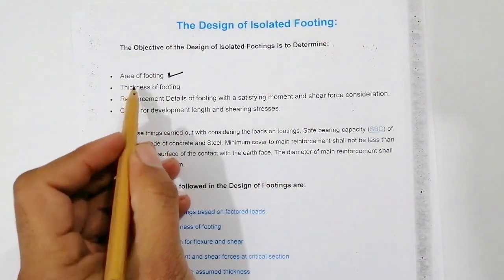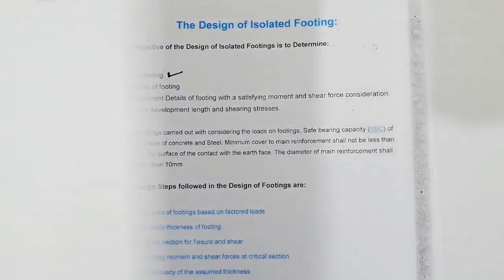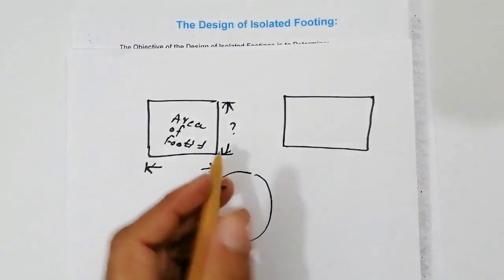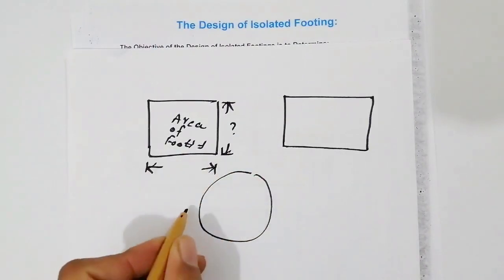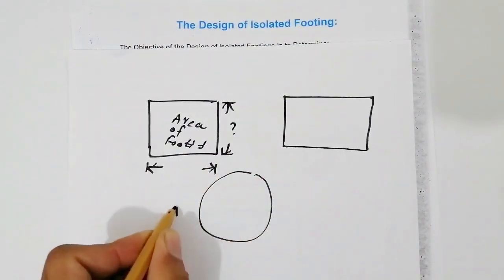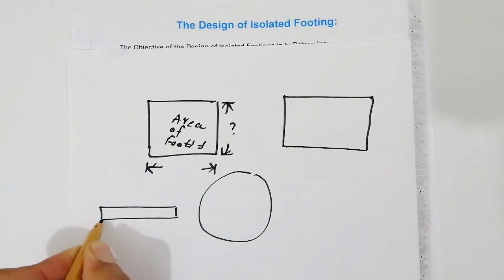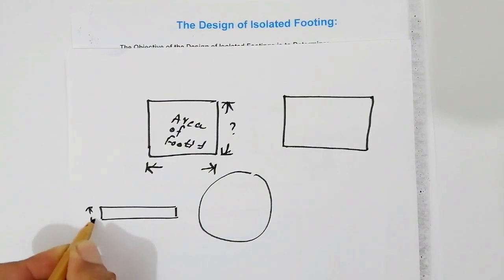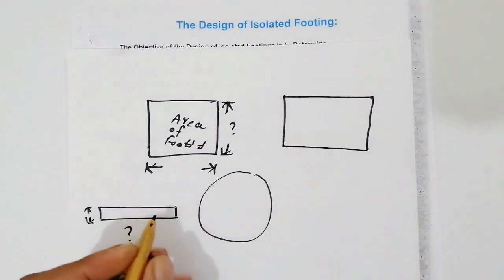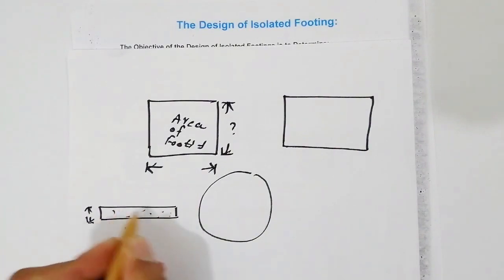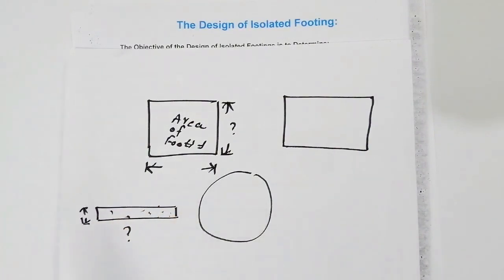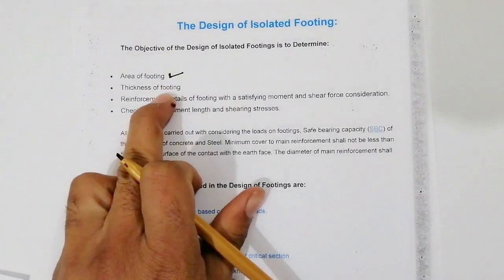The second one, guys, is thickness of footing. If you find the area of footing, then we need to find the thickness of footing. What should be the thickness of footing? We require to find the thickness of footing. This is the other guideline.